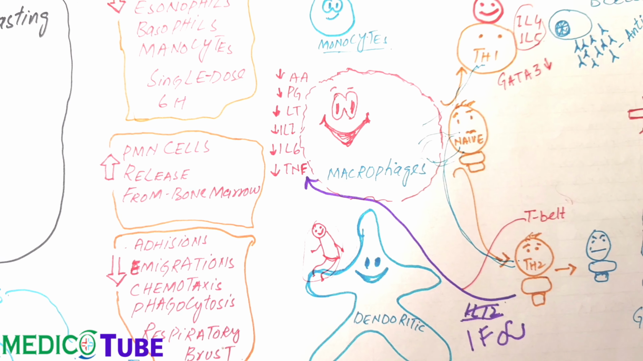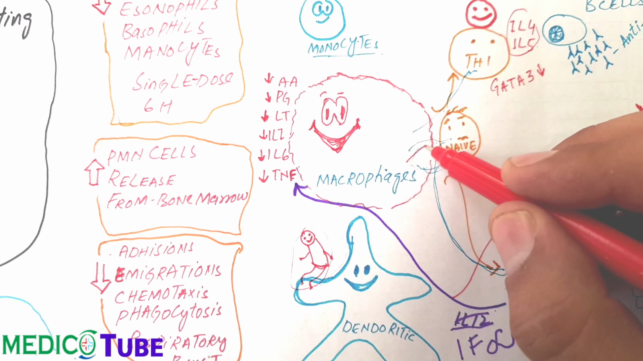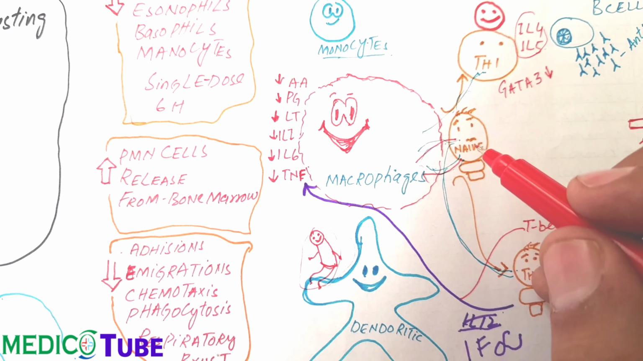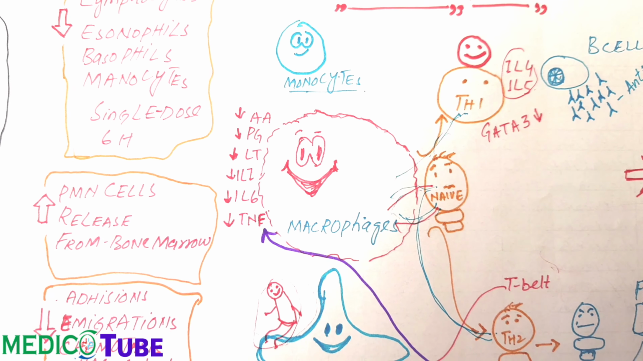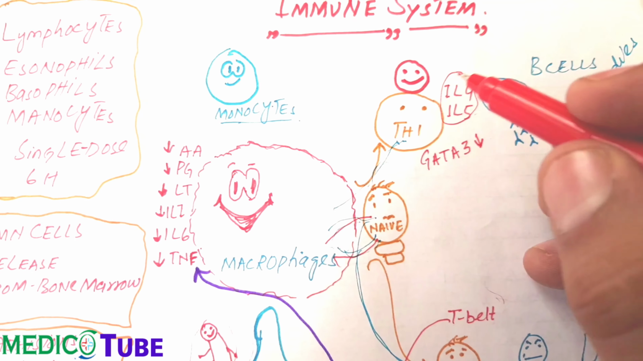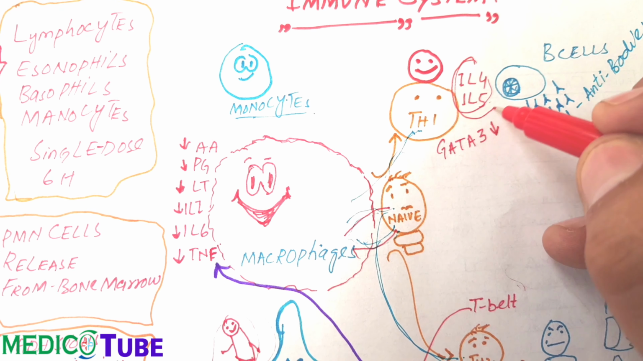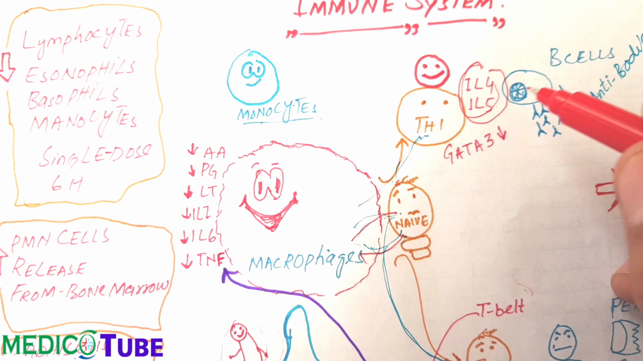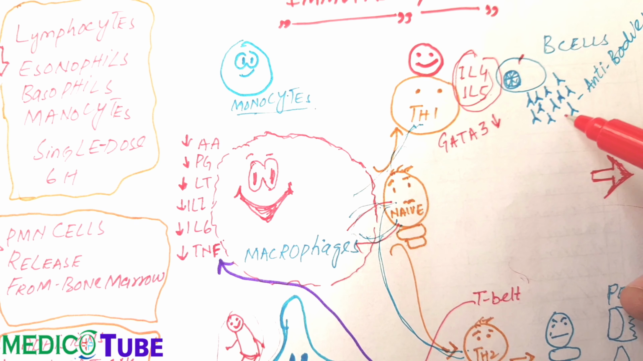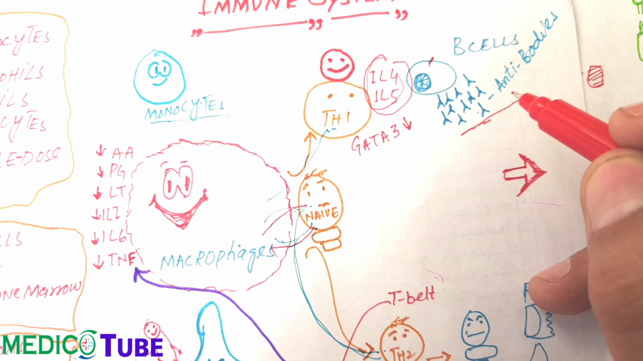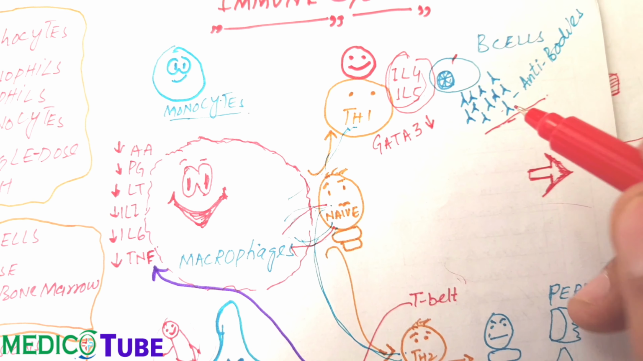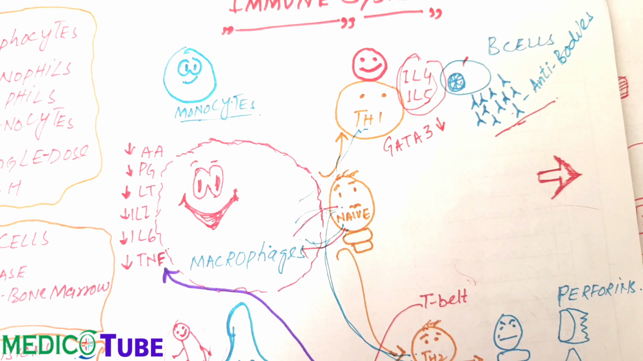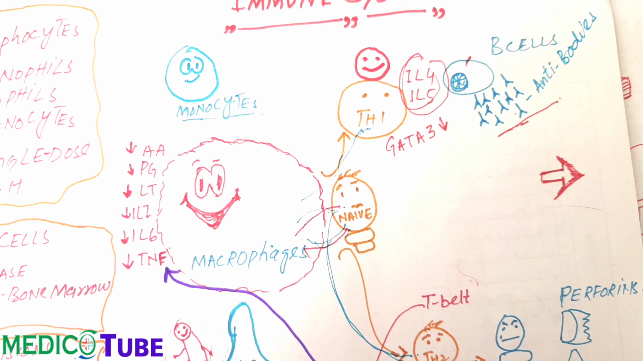Macrophages connect with the naive T cells. There is co-stimulation. The result of that, in the presence of T helper cells, the naive T cells become T helper 1 cells. T helper 1 cells then produce interleukin 4 and interleukin 5, which cause the B cells to become active, and B cells produce antibodies. These are the antibodies we are chasing nowadays all the time, asking where are the neutralizing antibodies. So these antibodies then go and bind to the coronavirus and neutralize it.